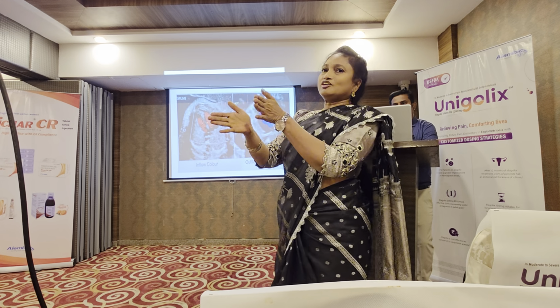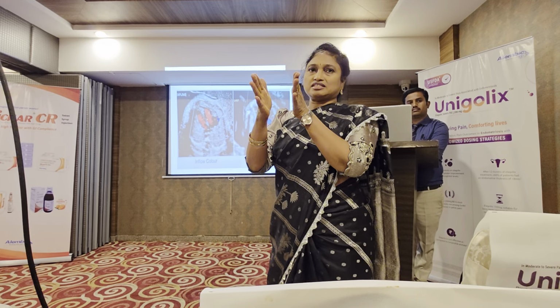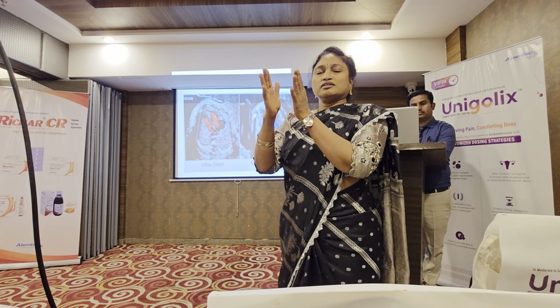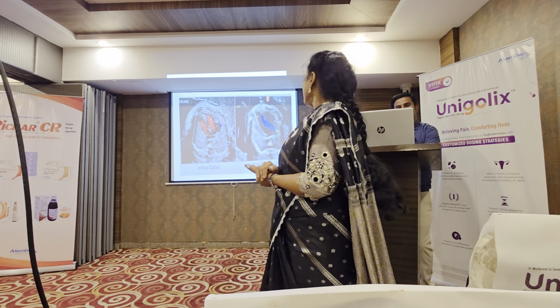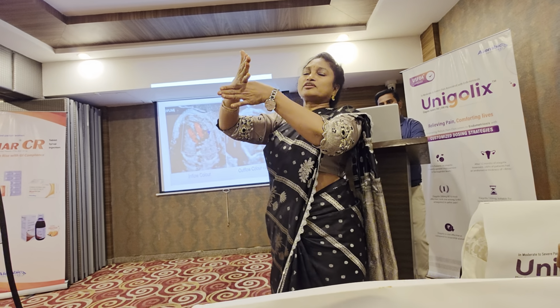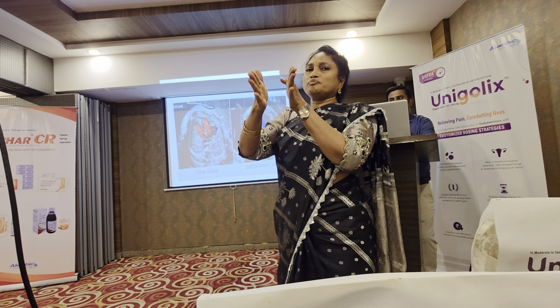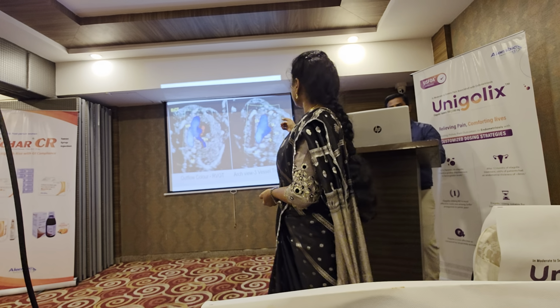If they are parallel to each other, it means that is transposition of great vessels, which is a part of tetralogy of Fallot and so many other abnormalities of the cardia. Always see if both the outflow tracts cross each other. They should not be parallel. Next one.